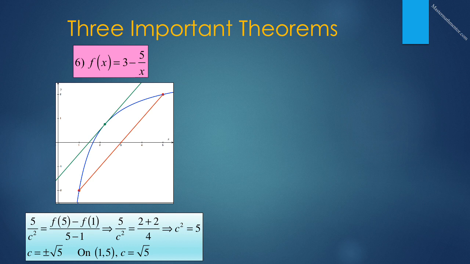We confirm the results graphically. The red line is the secant line, and the green line is the tangent line at c equals the square root of 5.